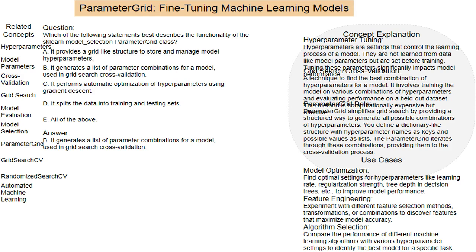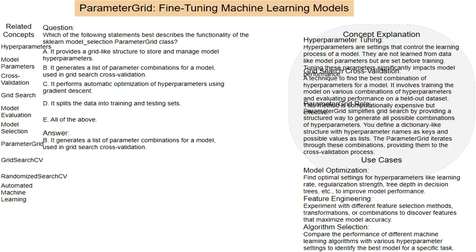ParameterGrid: a class in sklearn.model_selection that facilitates grid search by generating all possible combinations of hyperparameters, providing a structured approach for exploration. Imagine tuning a support vector machine (SVM) model.